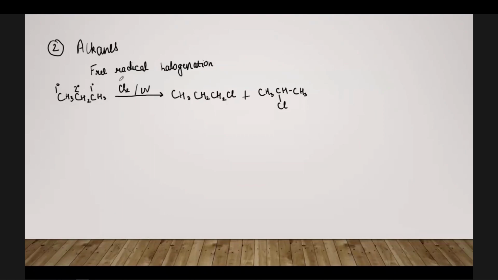So whenever this chlorine gets attached, whenever halogenation takes place, there are two places for the chlorine radical to get attached. Either it can get attached to this 1 degree carbon, or it can get attached to the 2 degree carbon. So there are two types of products formed here, as you can see. In the first, chlorine is attached to the 1 degree carbon, and in the second, to the 2 degree carbon.